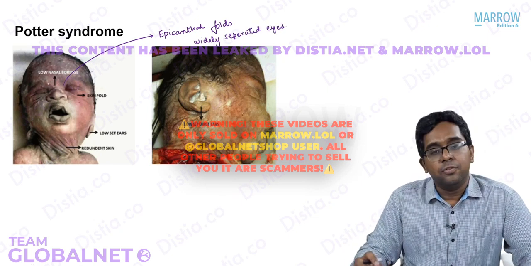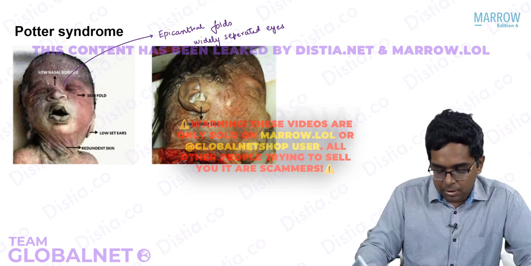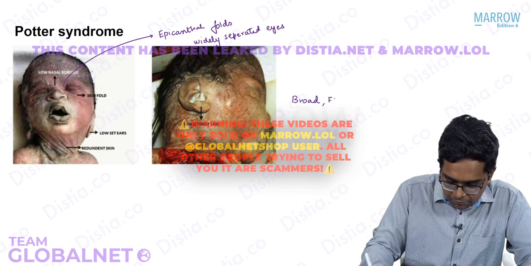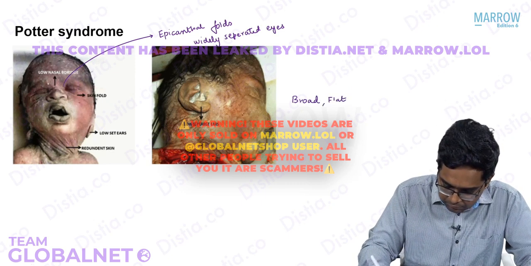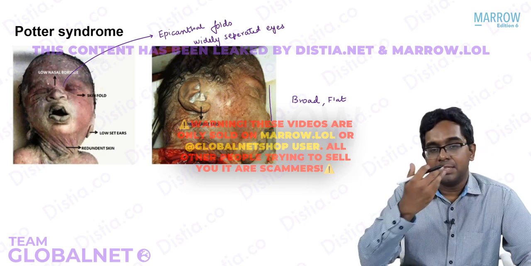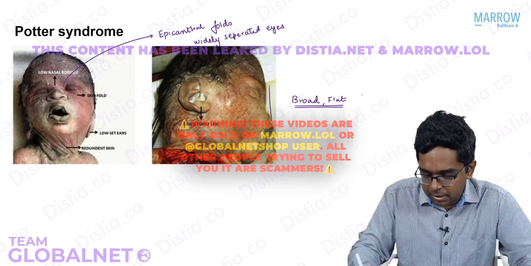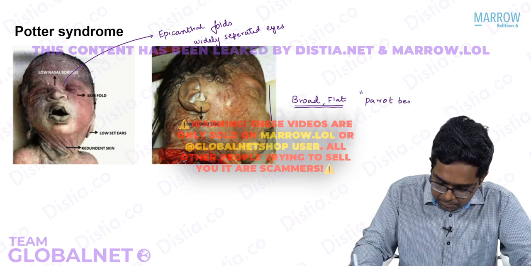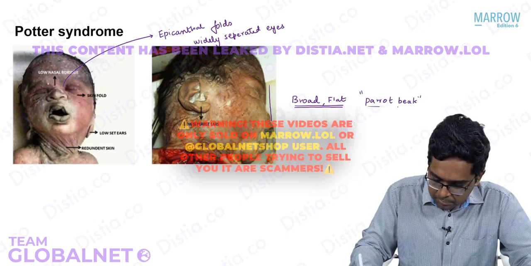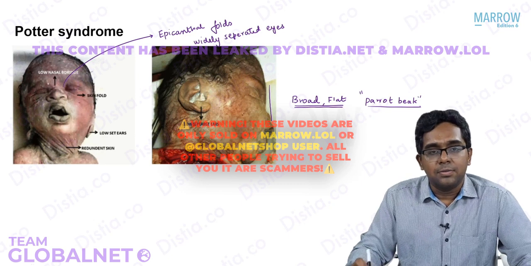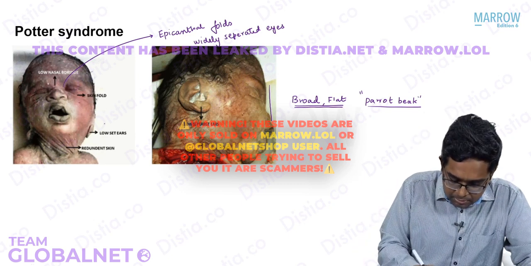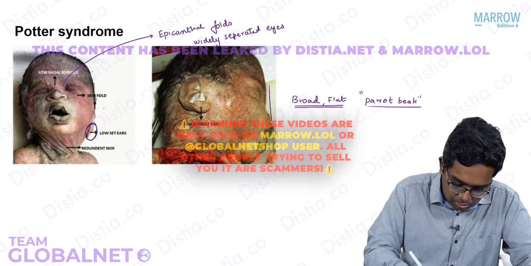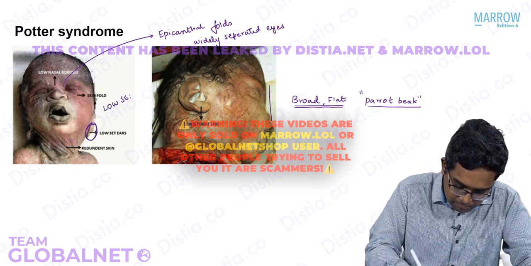Second, if you look at the nose region, the nose appears to be broad as well as flat. Can you notice the flatness of the nose from the lateral side? It's a flat and broad nose, something like a parrot beak appearance. What else can you see? Please notice the ears. You can see that the ears are very low lying, or low set ears.